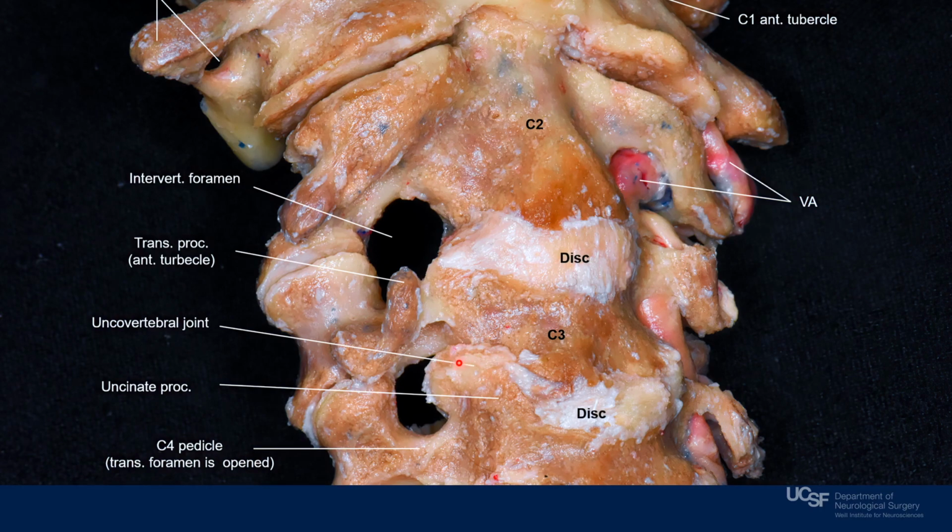the uncinate process, which is a lateral projection of the superior surface. This uncinate process articulates with the reciprocal convex area on the inferolateral aspect of the upper body. Functionally, this uncovertebral joint, which is the articulation again, limits the lateral displacement of the intervertebral disc. And a little bit of anatomy.